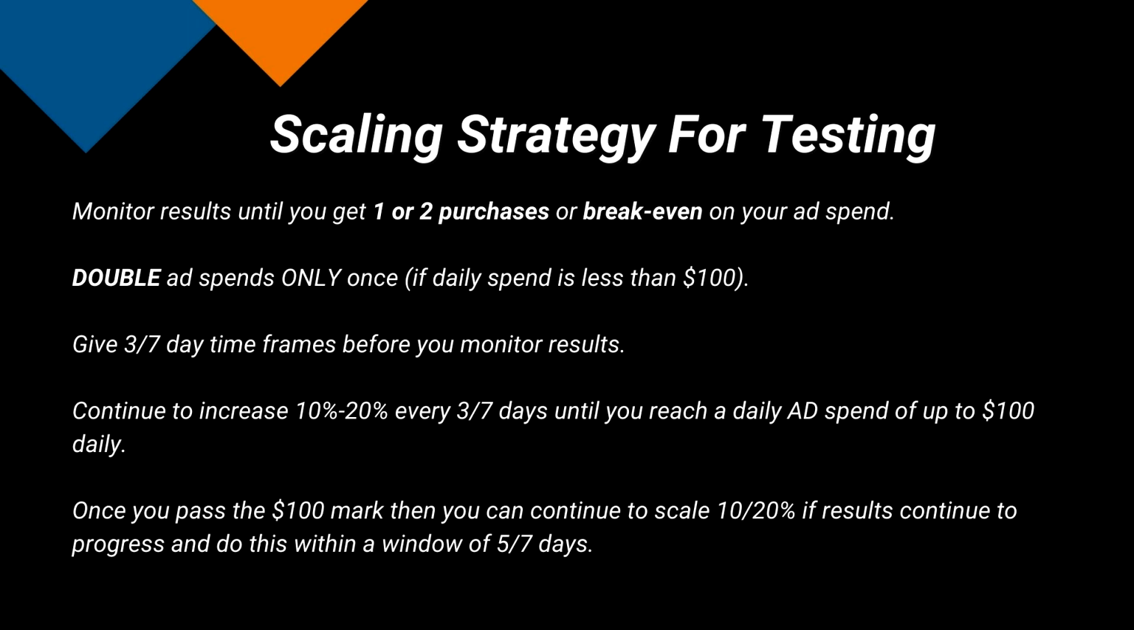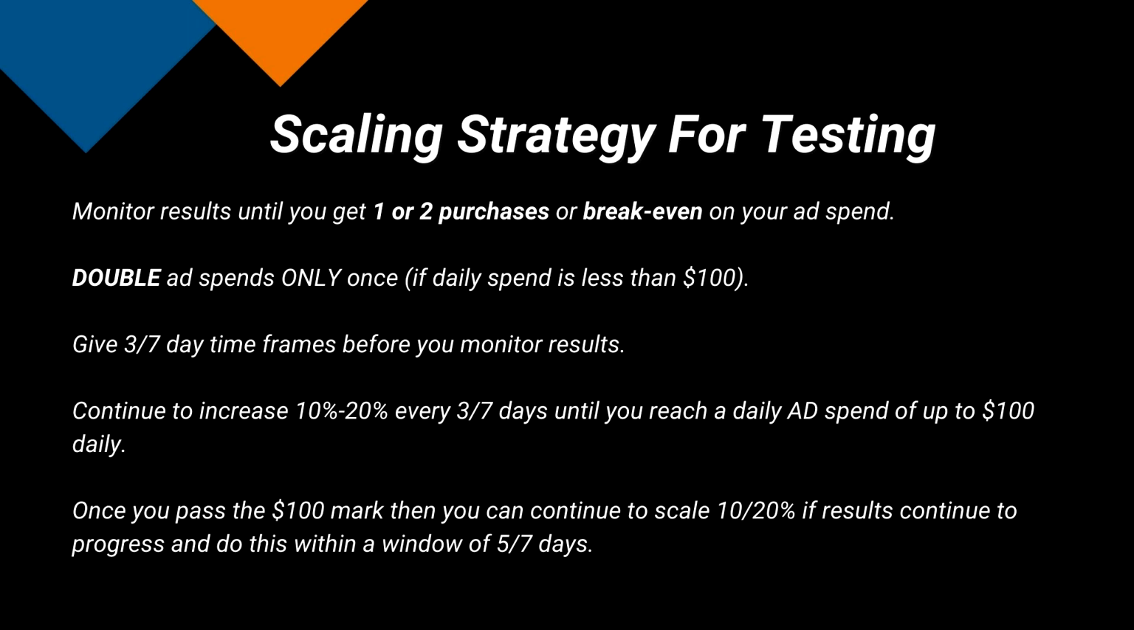Once you launch your ad sets or you already have them running, what you want to do is monitor them until you get 1 or 2 purchases, or until you get to your break-even point on your ad spend. Then what you want to do is double the ad spend and only do this once. So if you're spending $5, double it to $10. If it's $20, double it to $40. But here's the thing, only do this if you're spending a daily budget of no more than $100 per ad set, which I'll get to in a moment if your daily ad spend is more than that.